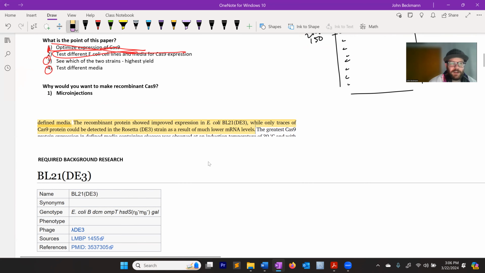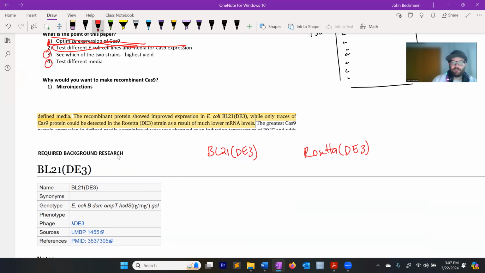Let's see, what's this? The recombinant protein showed, okay, so this is just their results. The two cell lines that they are comparing, one of these is called BL21 DE3, and another one is called Rosetta DE3. And in the last lecture, I went into pretty good detail about how different strains are very important for getting good expression of different proteins, okay?